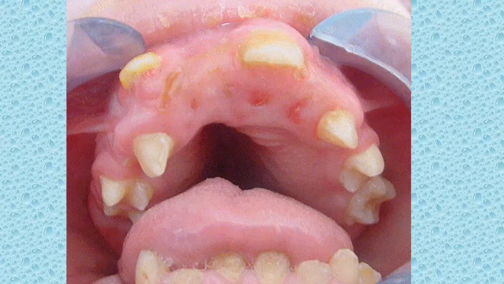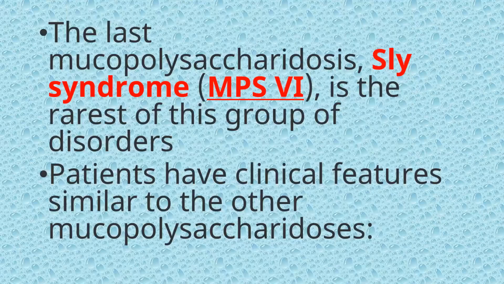Look at the teeth of these patients, and you see behind the upper jaw, you see a large tongue. The last is Sly syndrome, or MPS 7, the rarest of this group of disorders. Patients have clinical features similar to the other forms.